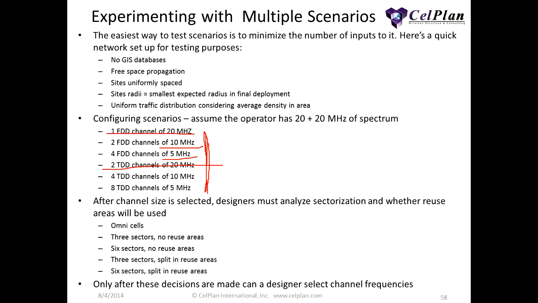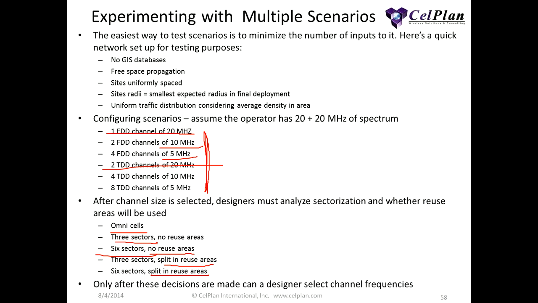Then after selecting the channel size, we select what is better: Omni, 3-sector, 6 sectors, are we going to use no reuse, or are we going to use reuse, and so on. And you will see that sometimes you get very surprising conclusions that are totally unexpected.